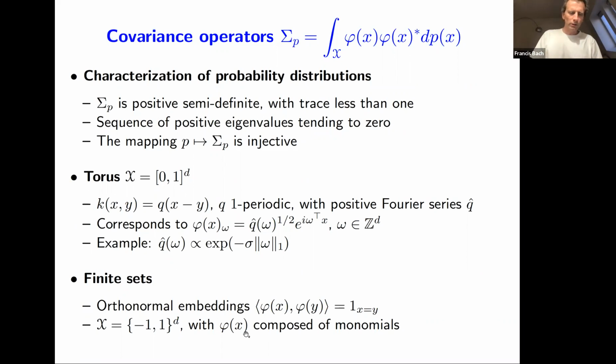But I'm also going to consider, toward the end, the Boolean hypercube, where phi of x will not be... To get the orthonormal embedding, the dimension of phi of x has to be at least the number of elements, but you can reduce phi of x by taking just monomials, or just x or x squared. Just to give you examples of what we may consider here.